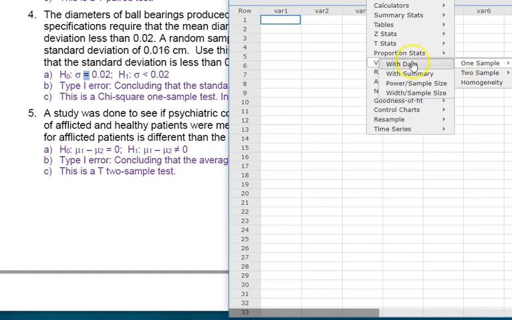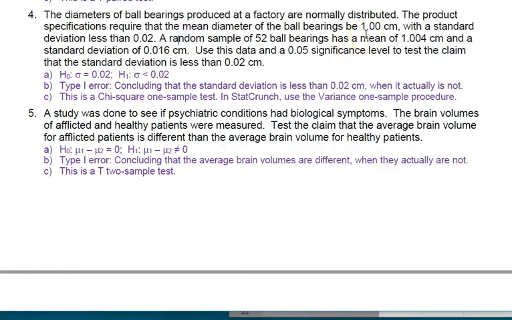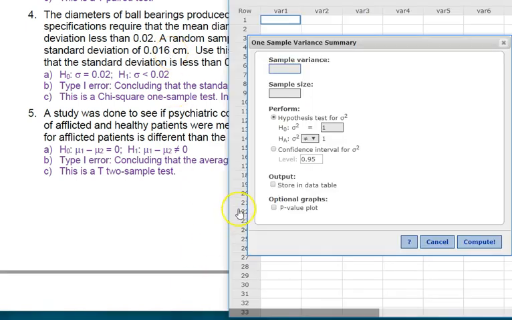This is the one that's a little bit complicated because this is actually talking about the variance. The variance is the square of the standard deviation. When it asks for the sample variance, that means you have to take the sample standard deviation you were given and square it and put that value in. And even in the hypotheses, notice that this is sigma squared in StatCrunch, where our hypothesis was sigma. So this number, the 0.02 that we had in our hypotheses, you also have to square that to get the right number to put into StatCrunch.